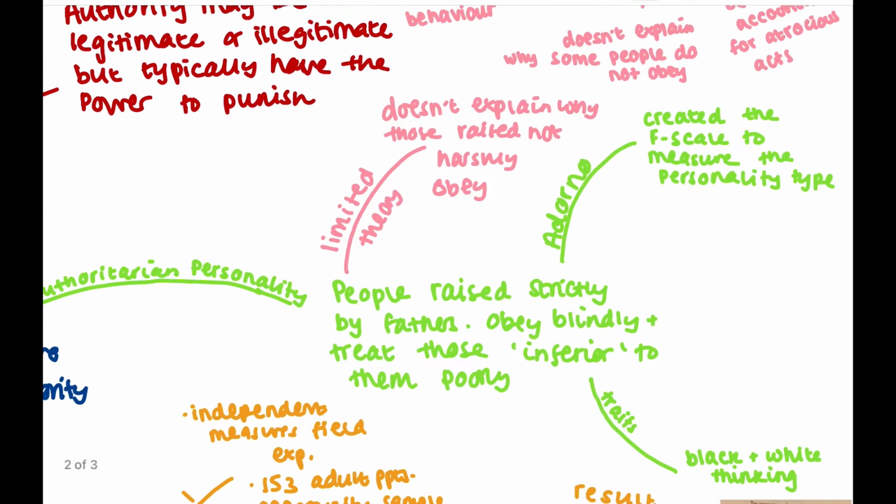Now, it is limited, however. This only offers an explanation for those who have been raised in very strict and harsh environments. It doesn't explain why people who have not been raised harshly still follow orders and obey. There's no explanation for that. So it is a limited theory.